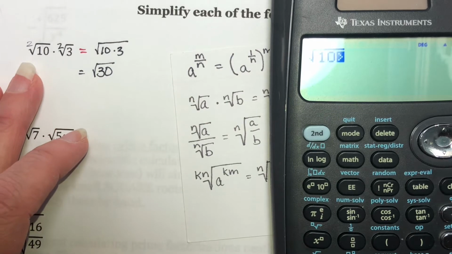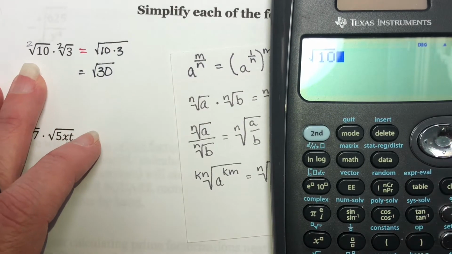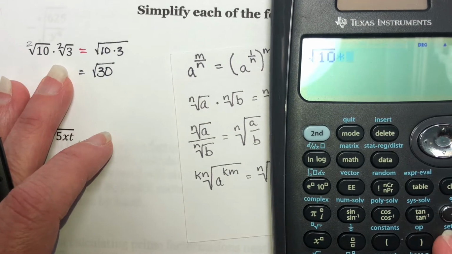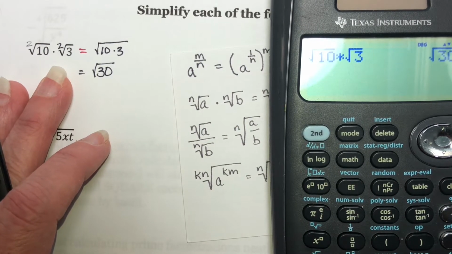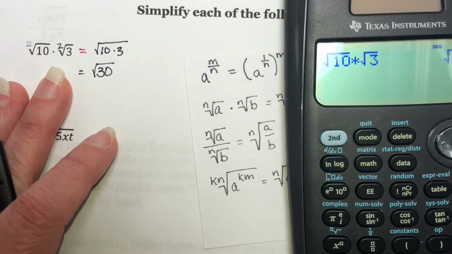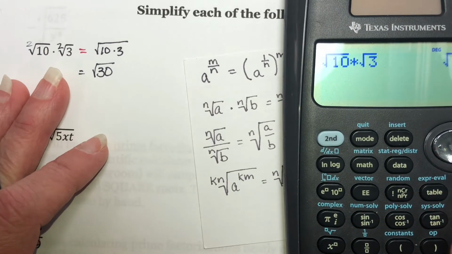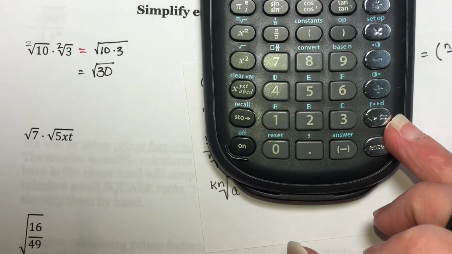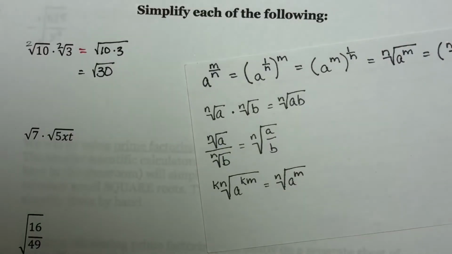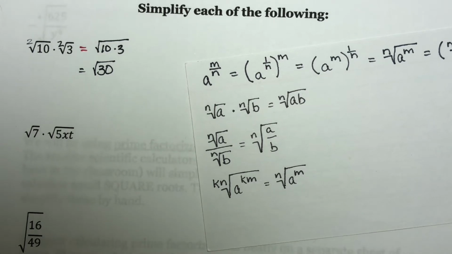If I do the square root of 10, make sure you get outside of that radical sign, times the square root of 3, it tells me it's the square root of 30, which is very useful. In section 8.1, we were interested in getting decimal approximations, and we had to use this button here. When we're talking about simplifying radicals, we generally do not want an approximation. You will not give a decimal approximation unless you are specifically asked for one.